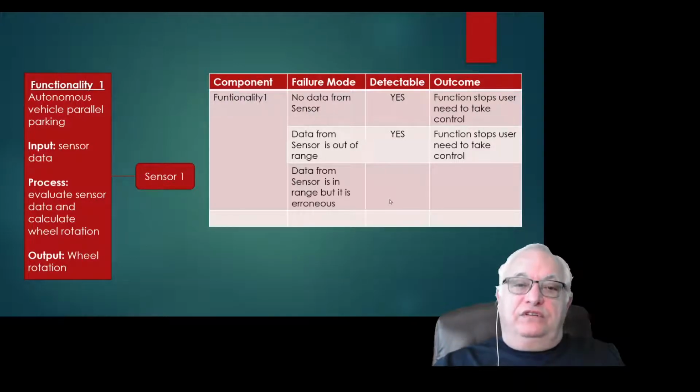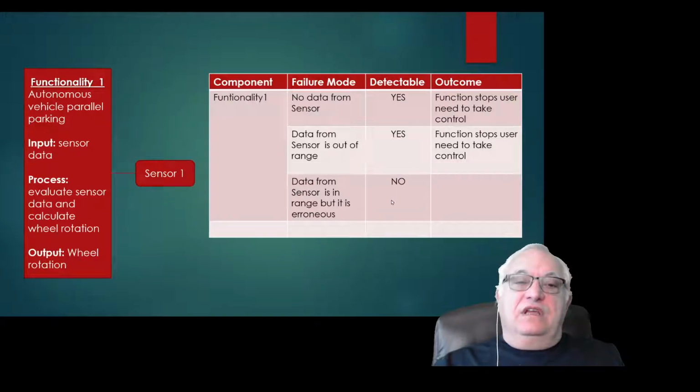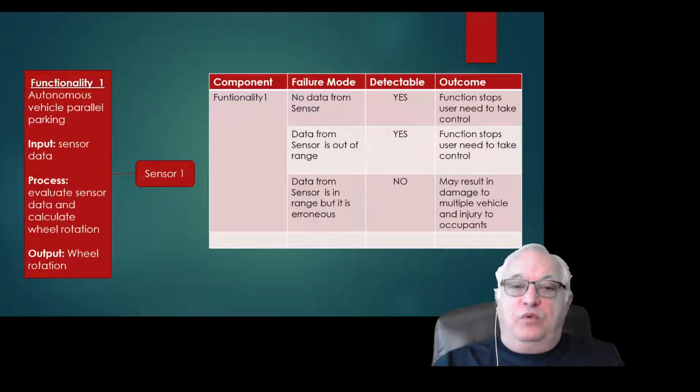Now let's go to the third case. Data from sensor is in range, but it's erroneous. Is it detectable? No. In the architecture that we have here, it is not detectable. So what would be the outcome? We may have damage to multiple vehicles and injury to occupants.